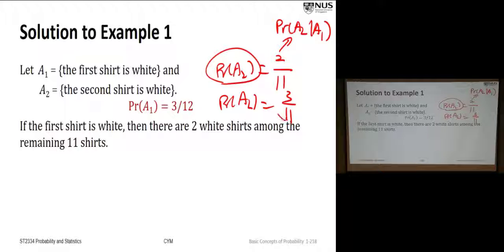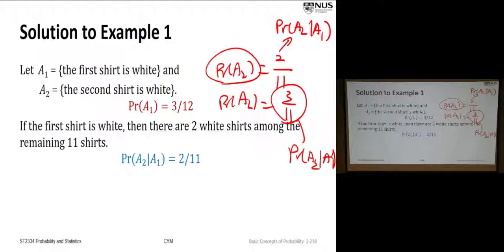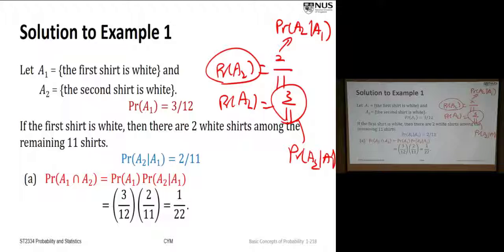Right? How about this one? This one is probability of A2 given A1 complement. That means the first shirt that you select is a non-white shirt. So you still have 3 white shirts out of the remaining 11 shirts. All right? So what we are asked in part A, first and second shirts are white. So it is A1 and A2. So it's A1 intersect A2. All right, so the answer is 1 over 22. All right.